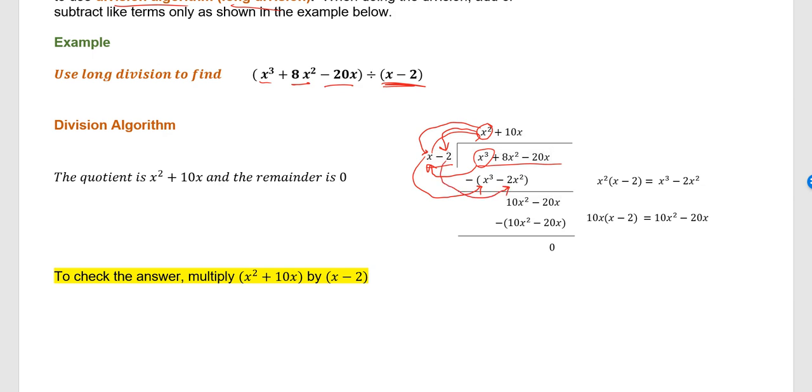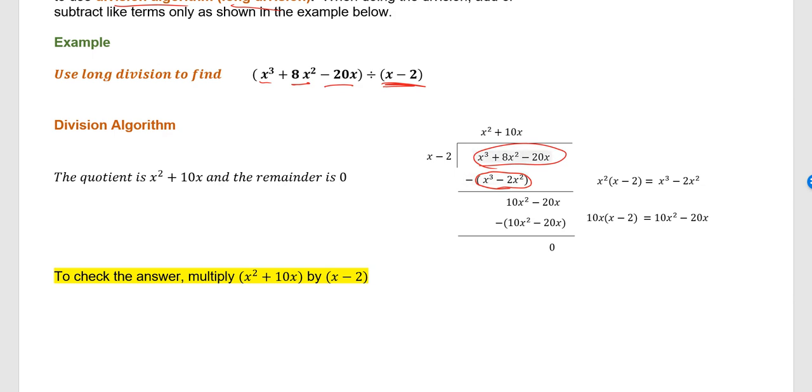So again, let's look at how this works. X cubed divided by x is x squared, and then multiply x squared by both of these terms. X squared times x is x cubed, and then x squared times negative 2 is minus 2x squared. Now that you have this, subtract this from the top term. Just do a simple subtraction.